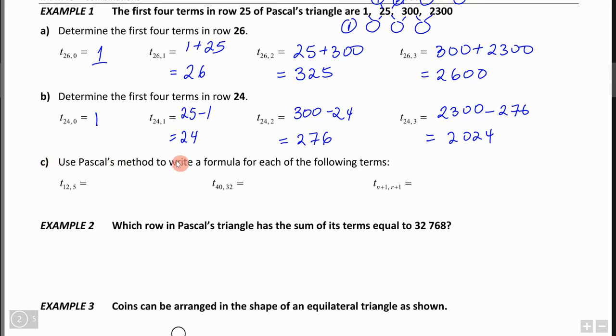Part C, use Pascal's method to write a formula for each of the following terms. So if I wanted to find T of row 12 in position 5, well, I can go back to the previous row. So T of row 11 in position 4, which is the upper left, plus the term in the upper right, which is T of row 11, position 5. Similarly, for row 40 and position 32, well, I can take the term in row 39 on the upper left, which would be position 31, and add it to the term on row 39 on the upper right, which would be position 32.